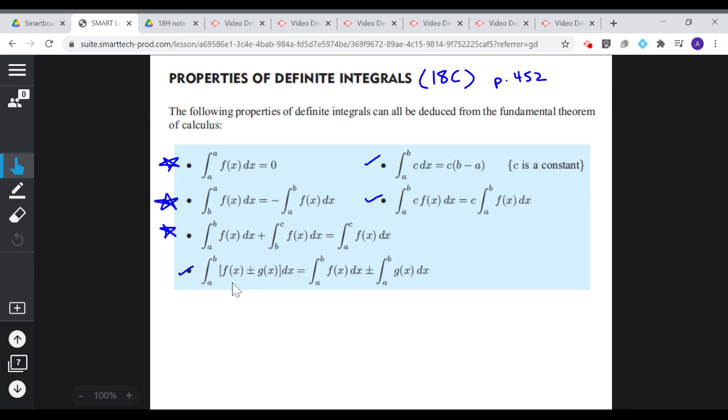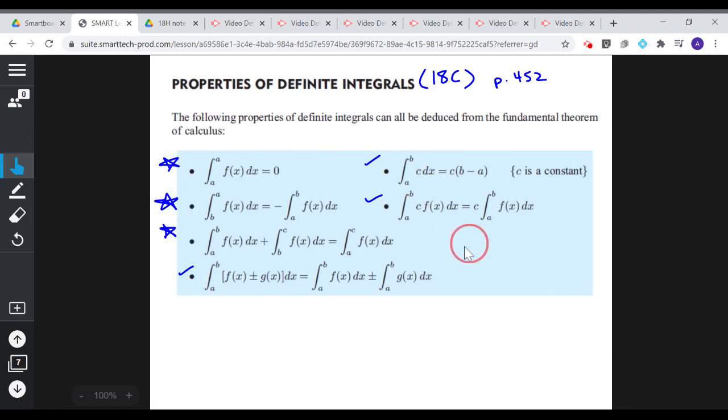And like we've learned before, the integral from a to b of f of x plus g of x, if I'm adding or subtracting two functions, I can split that integral and evaluate each part individually, then add or subtract. If I have a constant in front of my integral, I can pull that constant out in front of my integral sign. That's this part right here. Try not to worry about this one.